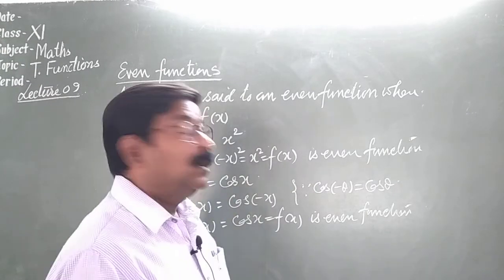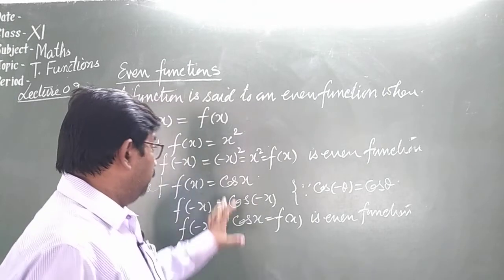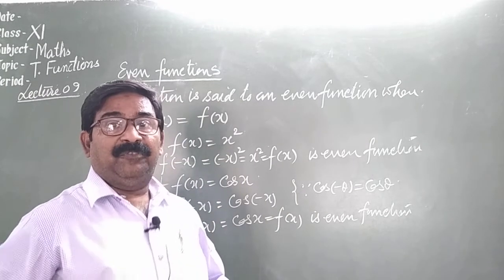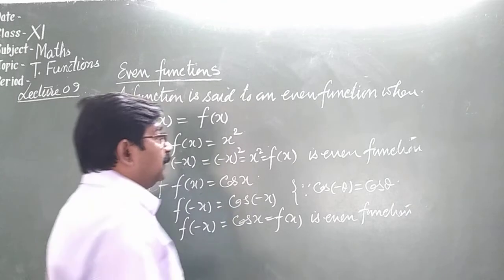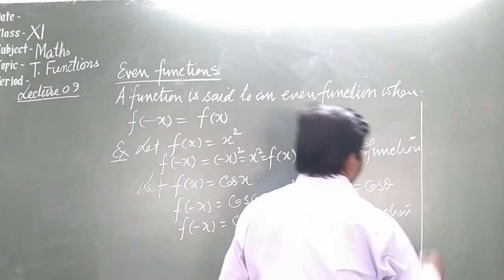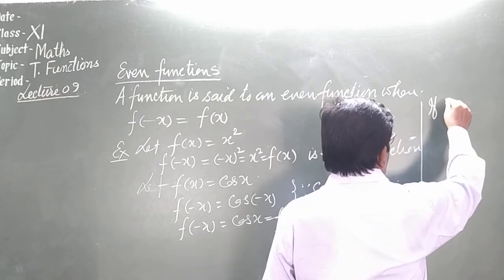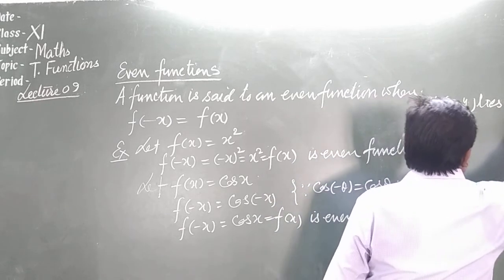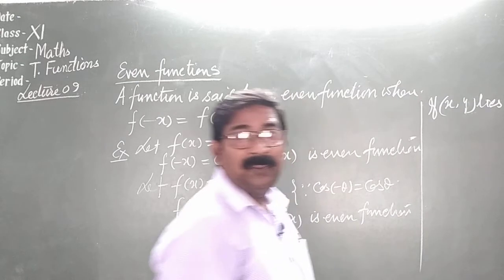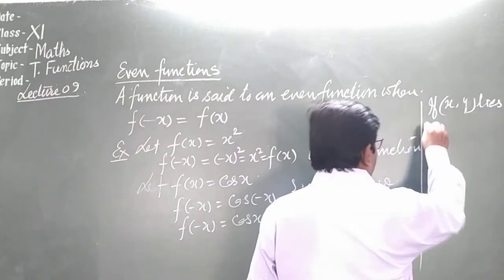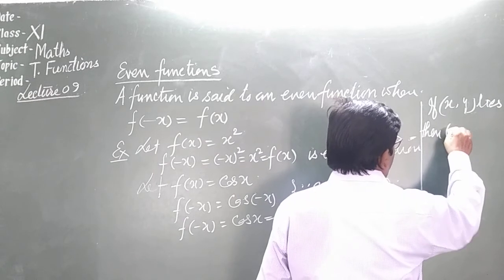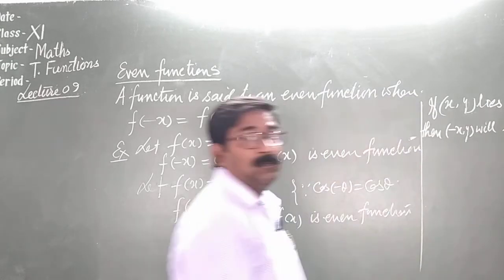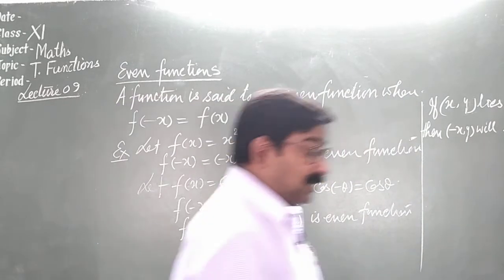Now it means if a function is an even function, its image will be, I am giving here the idea, if (x, y) lies on the curve, then (-x, y) will also lie on the curve. You can see the example.